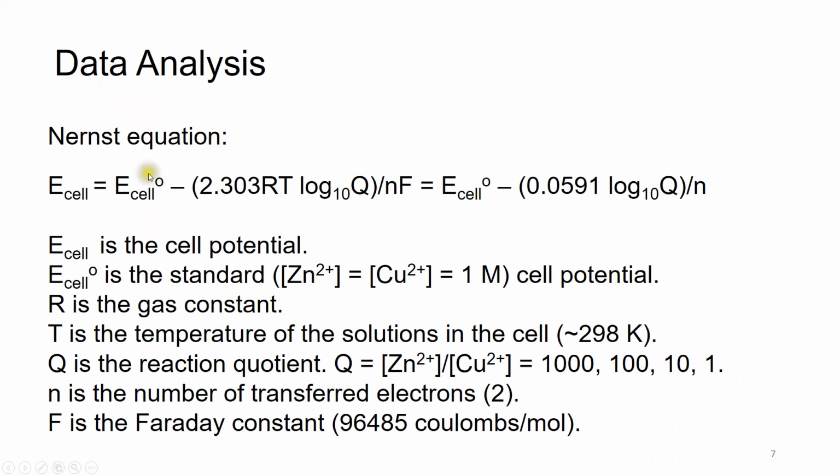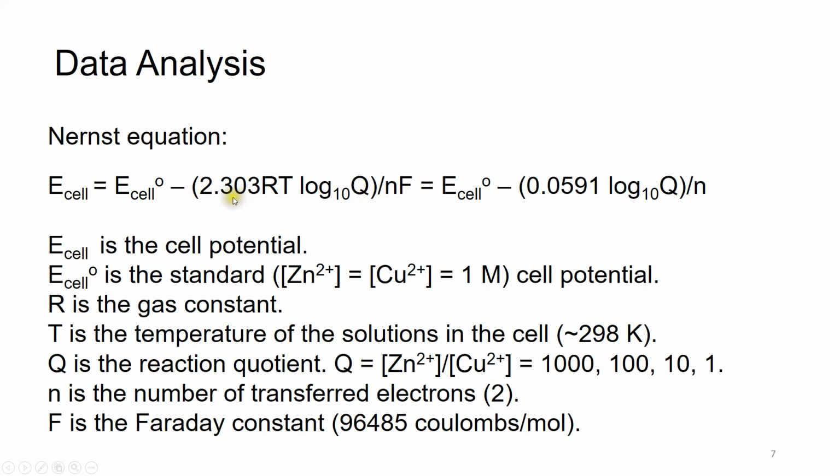So the Nernst equation is this. This is the cell potential. This is the standard cell potential. What does this standard mean? Well, if you have both reactant and product with 1 molar standard concentration, we have a standard cell potential. And the cell potential is equal to the standard cell potential minus this term.